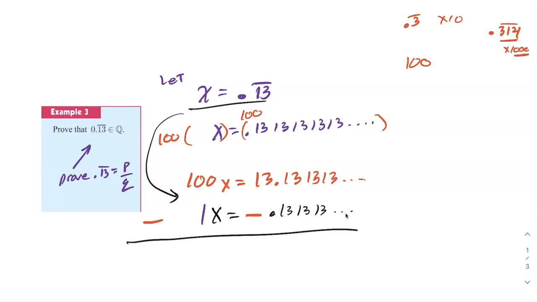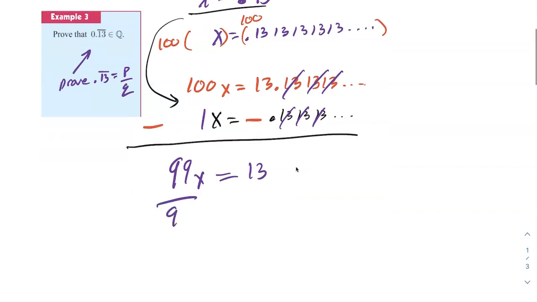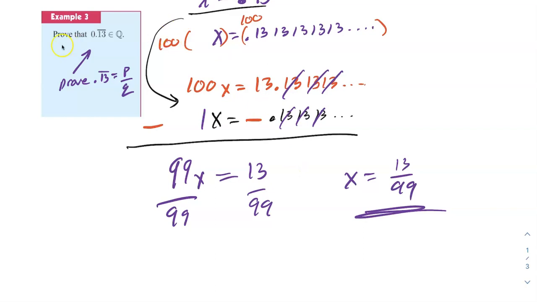We have 100x minus 1x, so that gives us 99x. Over here, 13.13 minus 0.13. All these cancel with all these, so you're left with only 13. Divide by 99, and x equals 13 over 99. And you just proved that the 0.13 is in the rational numbers because you wrote it as a fraction, so that means that 0.13 thus is an element of the rationals.